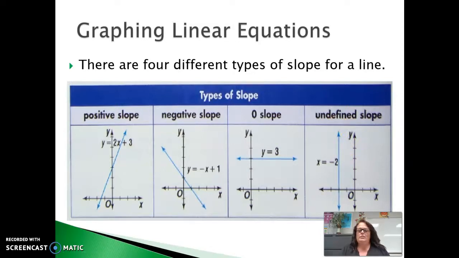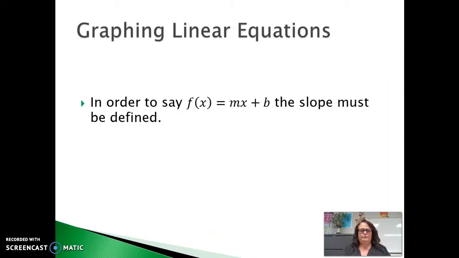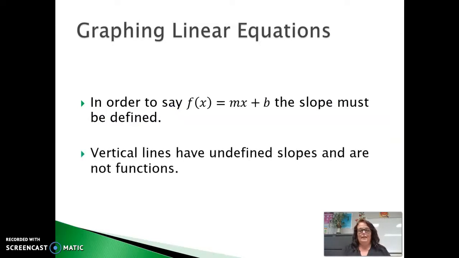So if I tried to do the vertical line test, this would not pass it because all of the points would be on that vertical line. So anytime the slope is undefined, you do not have a function. So in order to say f of x is equal to mx plus b, the slope must be defined, and vertical lines have undefined slopes and are not functions.